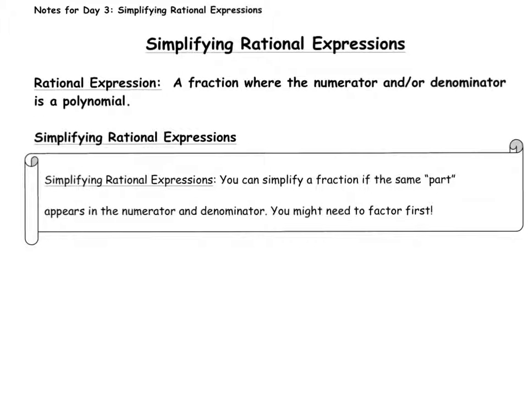All right, so today we're going to take a look at Unit 6, Day 3, Simplifying Rational Expressions. Now, you might remember from Day 2 notes that we already talked about what a rational expression was. A rational expression is a fraction, so that is very important to note, where the numerator and/or denominator is a polynomial.